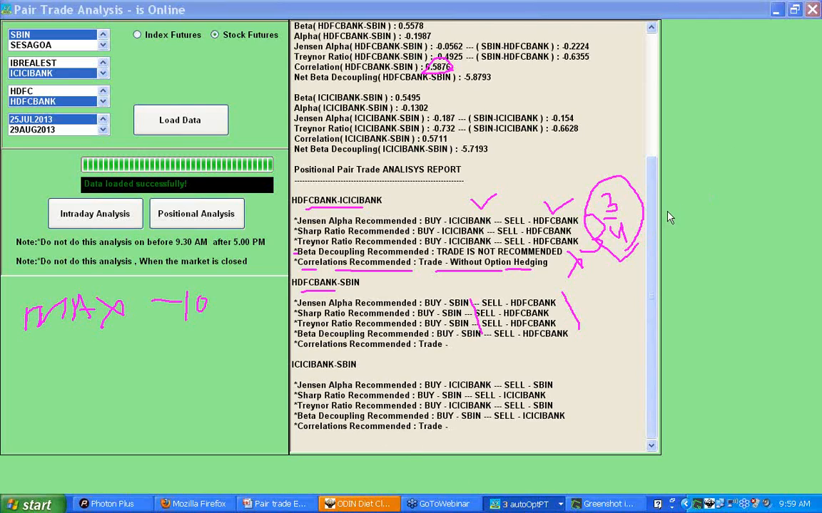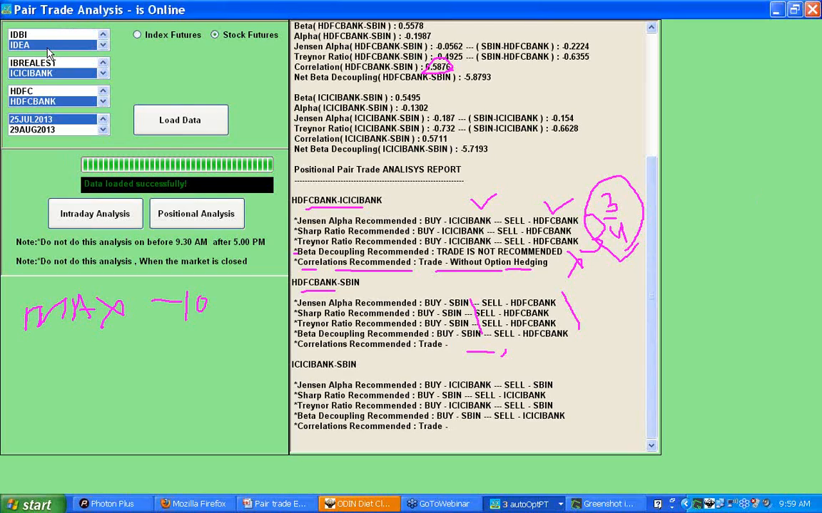And ICICI Bank and SBI: here there are no views because we are in a very fragile condition now. Better, correlation is giving either without option hedging or with option hedging, and you can initiate that trade. We will fix this in the programming, so that it says you should not trade in this condition. ICICI and SBI are the same thing, but views are divided, so we are not going to initiate any positional trade in that.